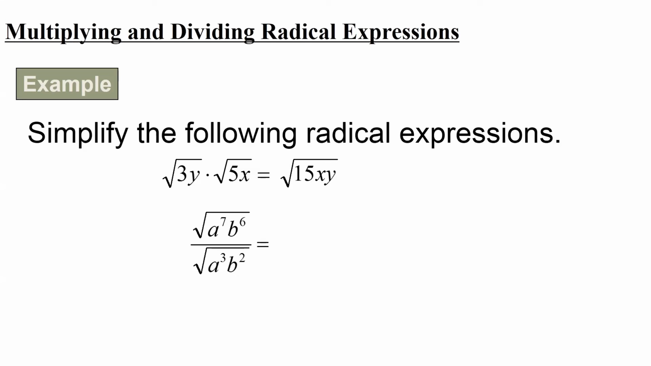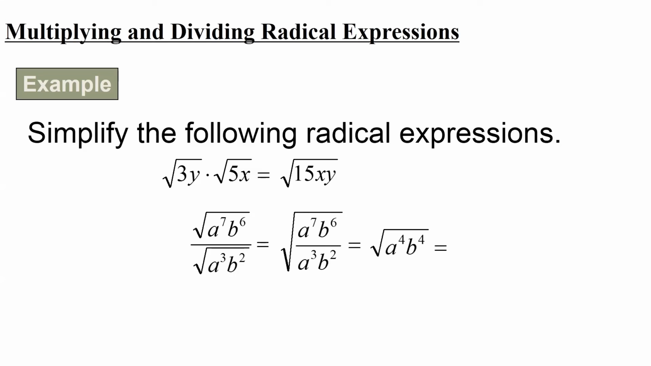If I have radical a to the power 7 b to the power 6 over radical a to the power 3 b to the power 2, or b squared, what do you do? As we learned, we split them. We split the multiplication, so it becomes radical a to the power 7 times radical b to the power 6 over radical a to the power 3 times radical b to the power 2, as you can see.